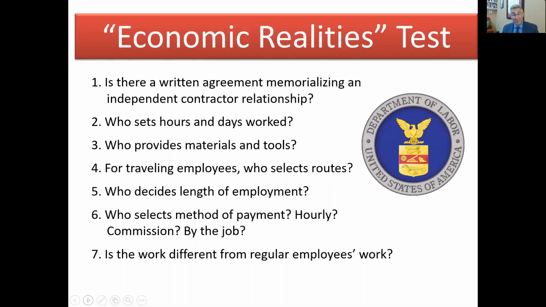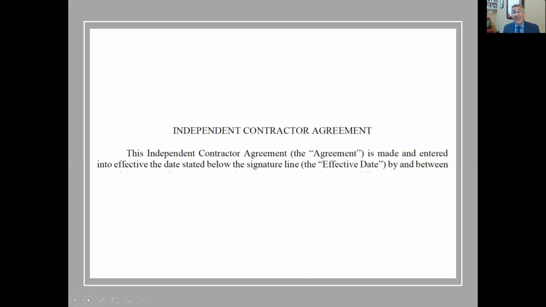By contrast, if the worker brings all their own stuff, does their own thing because it's their area of expertise and not the employer's, not the principal's area of expertise, that suggests an independent contractor relationship. So let's briefly recap. I don't think this is difficult, but let's make sure.